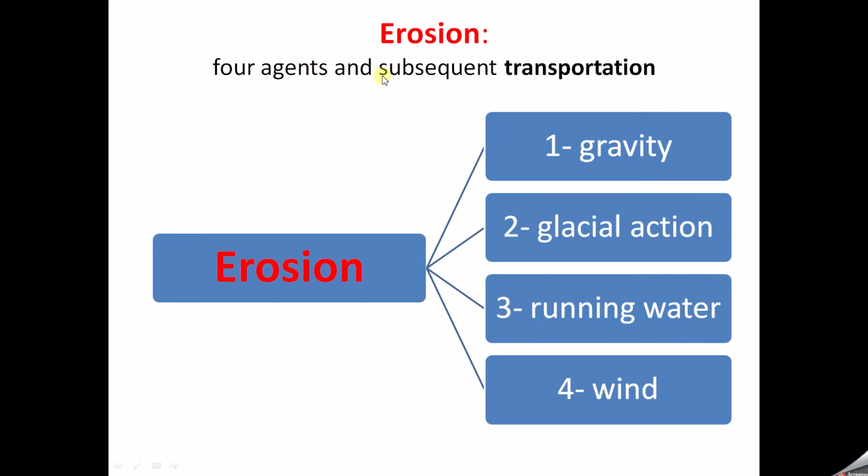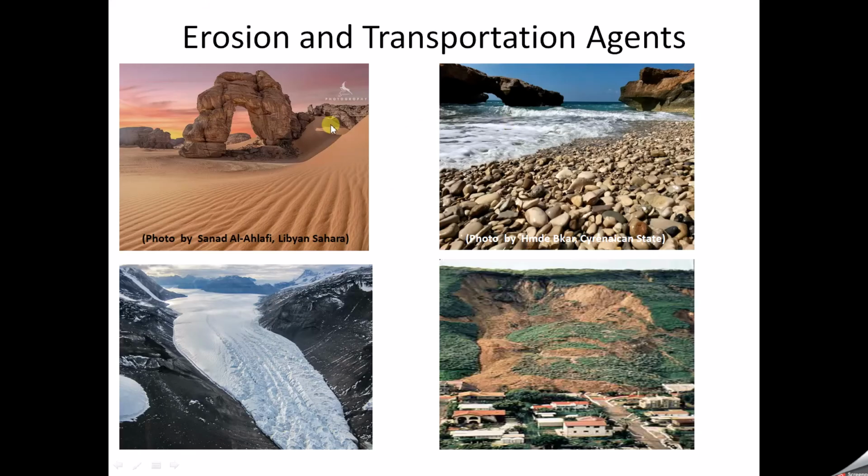Erosion: four agents and subsequent transportation. Transportation and erosion share those four agents: gravity, glacial, running water, and wind. Here are four pictures for the four agents. This is wind transportation, and the picture, by the way, is of the Sahara in the southern part of Libya. Wind transportation is very selective. And this water transportation picture is from Cyrenaica State, northeast Libya. And glacial is the third agent. The fourth agent is gravity, and we see a slump here. This is a gravity effect.